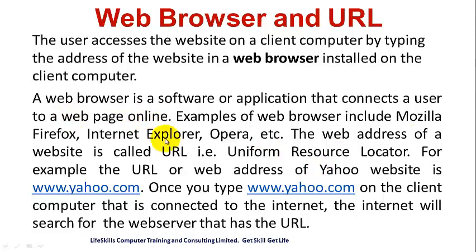The web address of the website is called URL. So all the client needs to do is to type the URL or the web address in the browser. And a very good example of a URL, which is called Uniform Resource Locator, is www.yahoo.com. Once you type that address, the client computer that is connected to the internet will search for the web server that has the URL that is connected to the content that the client is looking for. So that is the concept of web browser and URL.